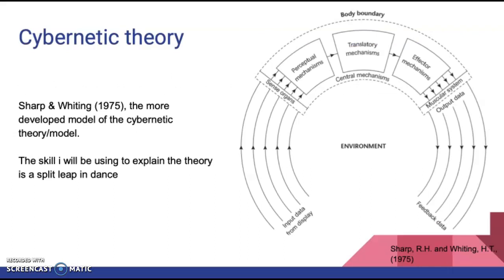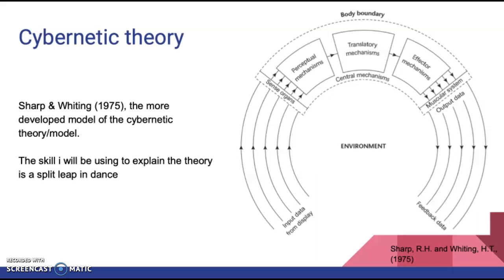This diagram shows a more developed model of the Sharp and Whiting cybernetic model. The display is the environment surrounding the performer, for example, the crowd and noise around the athlete. The reaction then enters the brain to consider before the action is made. This is sensory input. To do this, the performer will take information, using their sense organs such as audition, proprioception, and vision.